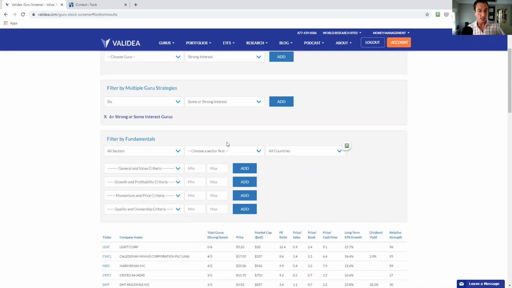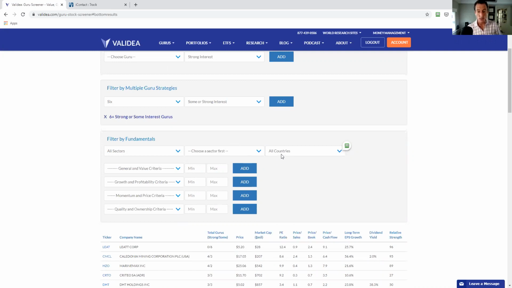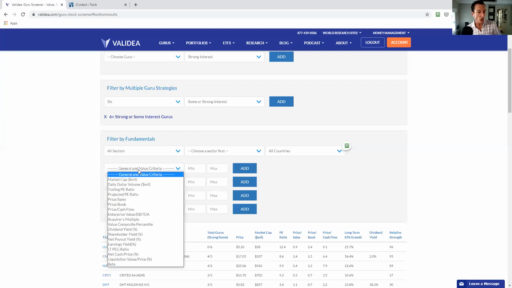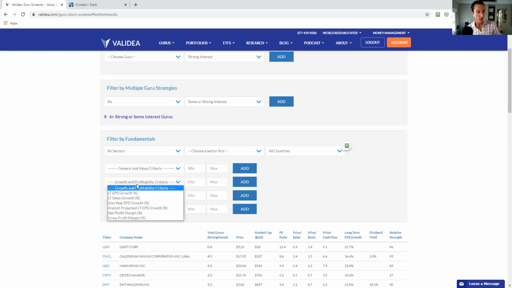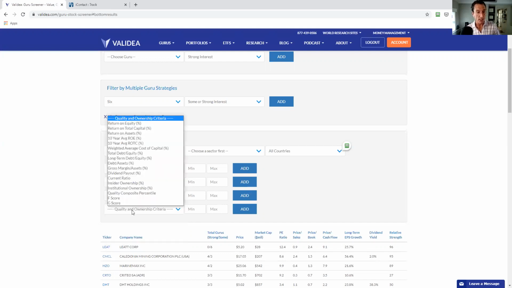We can filter on sector. We can filter on industry. You can filter on countries, based on the fact that we have ADRs in our universe. This isn't foreign stocks, but their ADRs are in here. So you could identify stocks that way. We have valuation criteria you can add in, some unique stuff here, growth and profitability criteria, sales and earnings growth, momentum and price criteria. If you want stocks that are in an uptrend, you can use some of these things to uncover that. And then quality and ownership criteria.